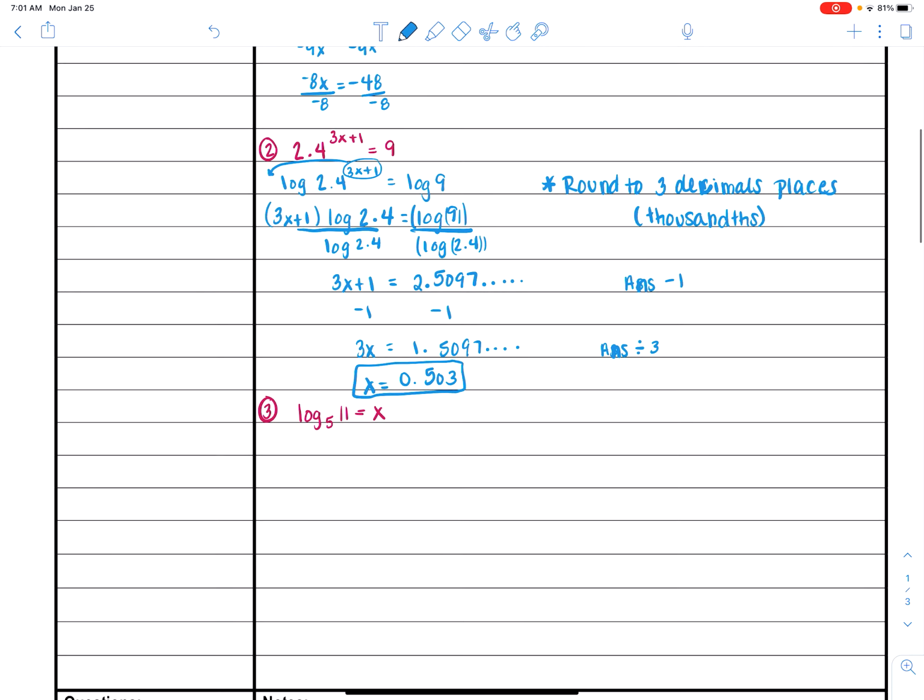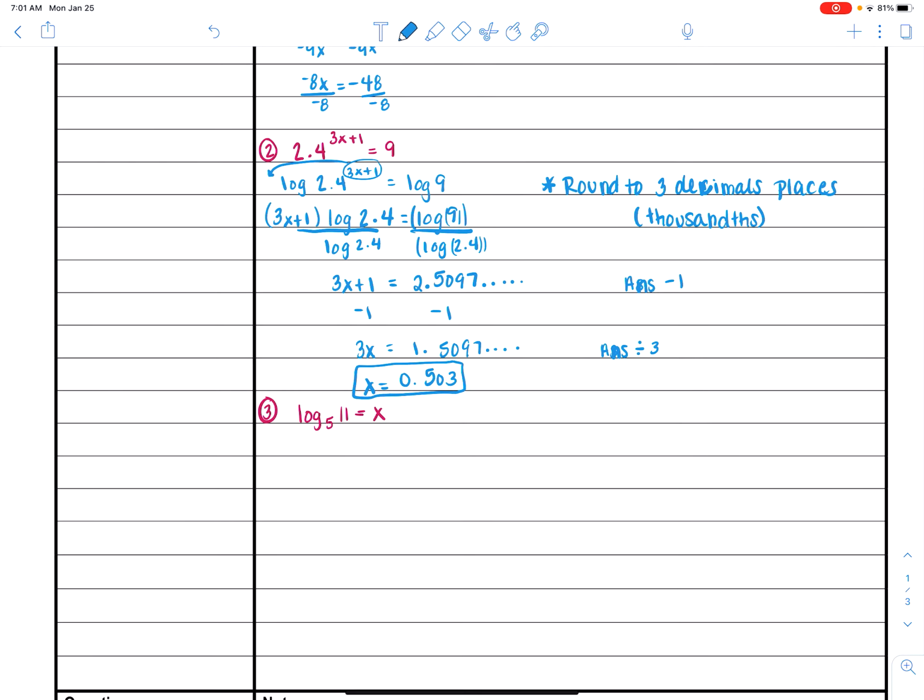I have log base 5 of 11 is equal to x. So the first thing I'm going to do is, there's only a single log. In order to solve logs, if you only have one log and not a log on both sides, you need to change it to exponential form first. So I have 5 to the x power equals 11.